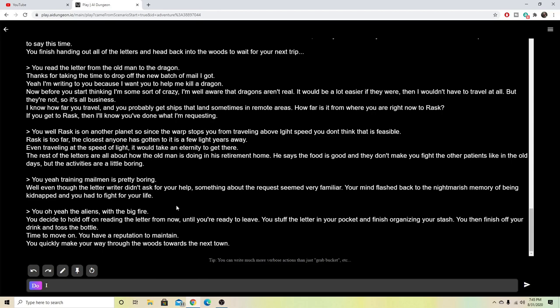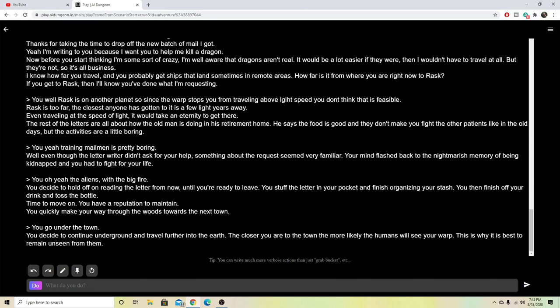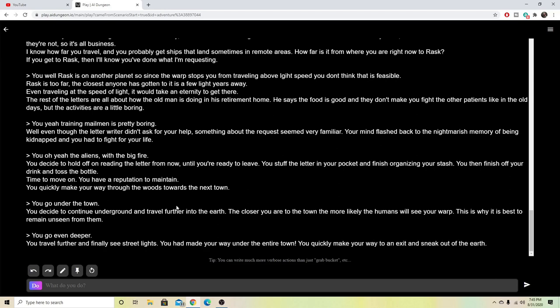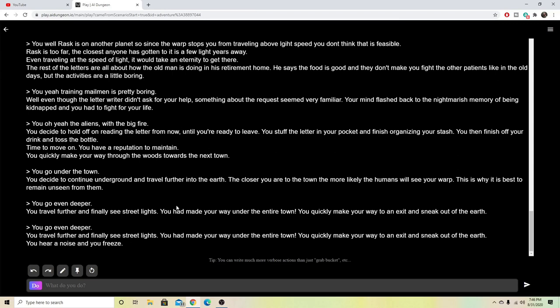I go under the town. See my warp? I go even deeper. I'm just going to see what happens if we keep on going deeper. Wait, streetlights. I go even deeper. I want to see what happens. Wait, what? Aw, man. Okay.